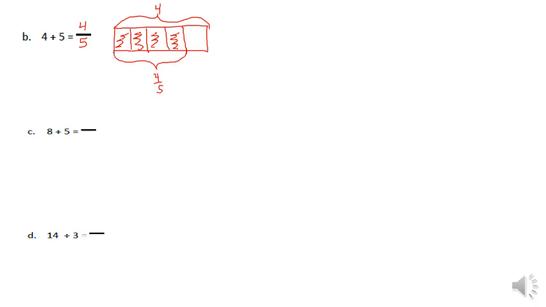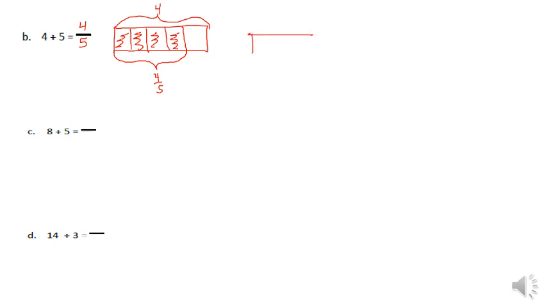Okay, so now let's try these. It says 4 divided by 5, which we know now is going to be 4/5. And a visual representation of it. Here's 4, and we're splitting it up into fifths. And we are shading in 4 out of the 5. That would be 4/5. Okay.